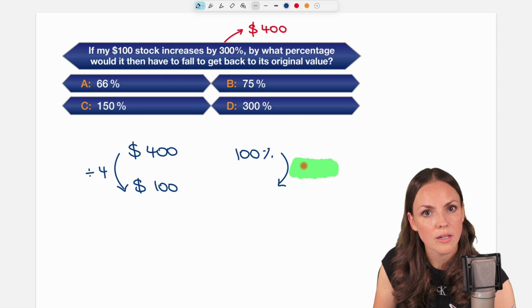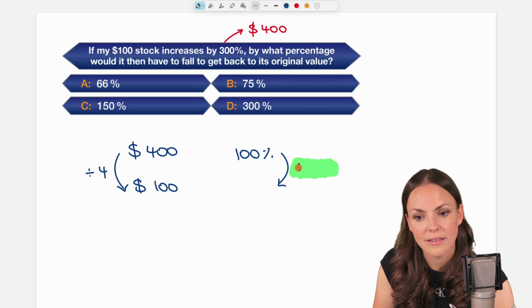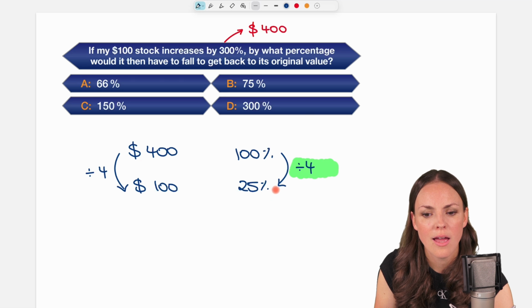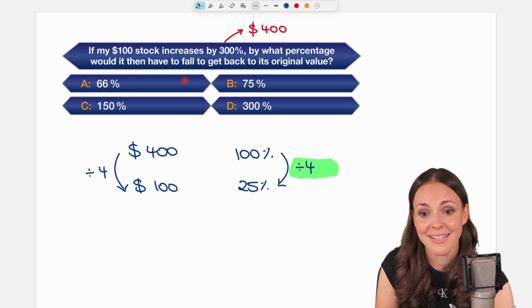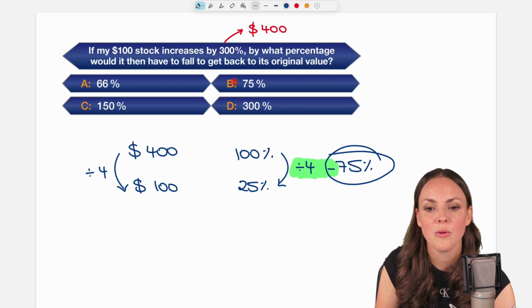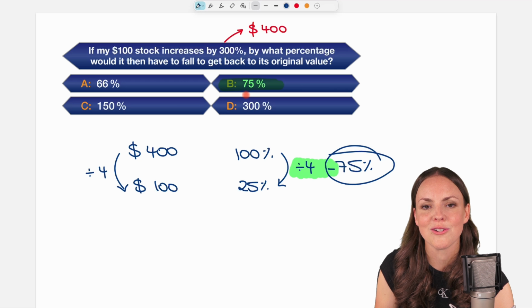And now I can do the same thing on the other side. I just divide this by 4. 100% divided by 4 is equal to 25%. Are these 25% now our answer? Well, hopefully not, because they were looking for "by what" percentage. So they're looking for this green change. From 100% down to 25%, it's a decrease of 75%, and this 75% was what they were looking for, and it is answer B.